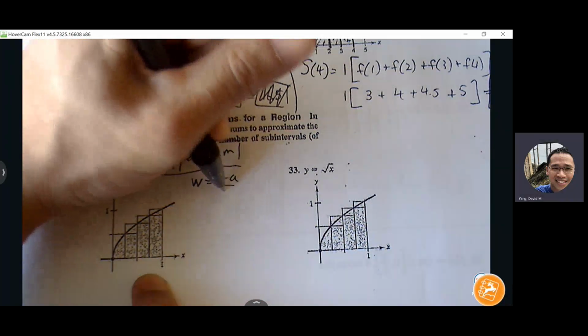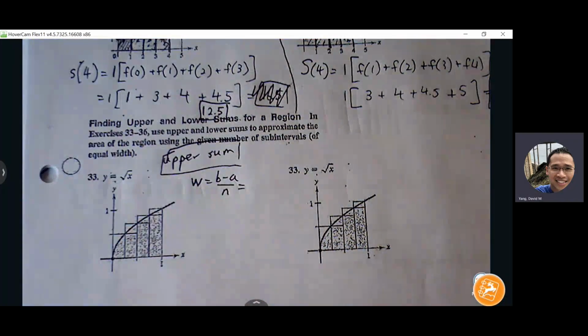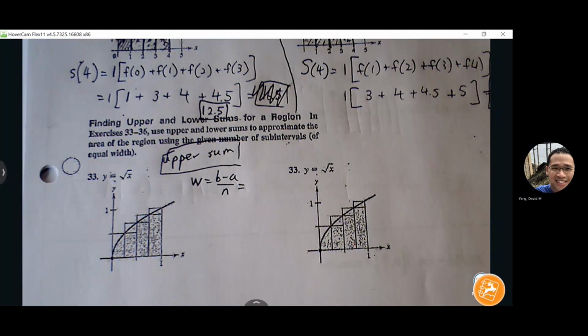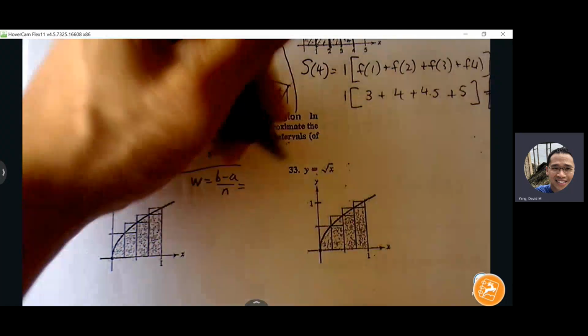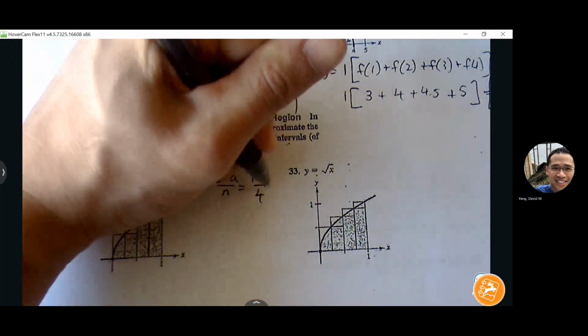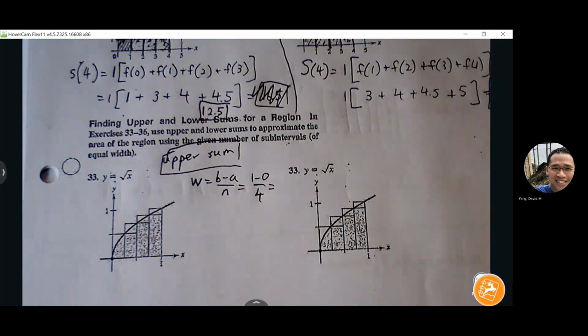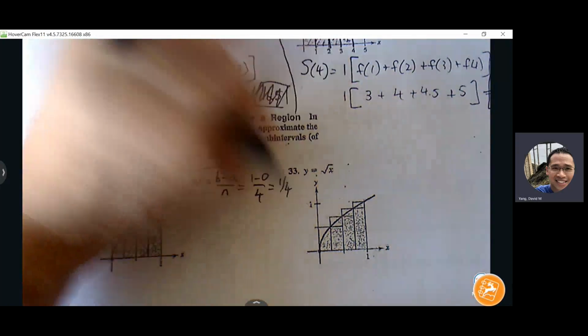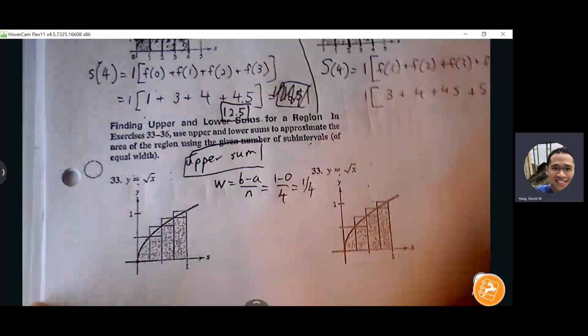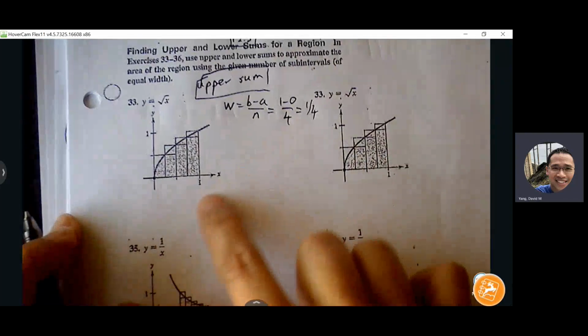First thing we do, this one is not drawn as nicely for us, so we have to find the width. The width is going to be b minus a over n. What's my a and b value for this shaded region? 0 and 1. And how many subintervals do you see? 4. So it's going to be 1 minus 0 divided by 4. What's that going to give us? 1/4. So you're going to keep adding 1/4 to each subinterval until you reach your destination on the right side, 1.